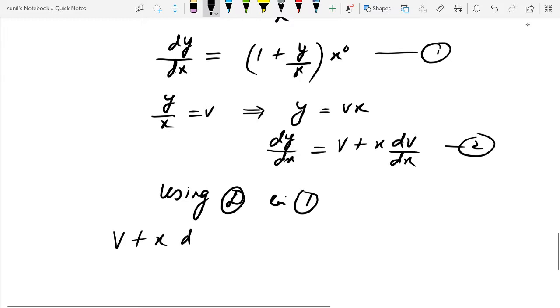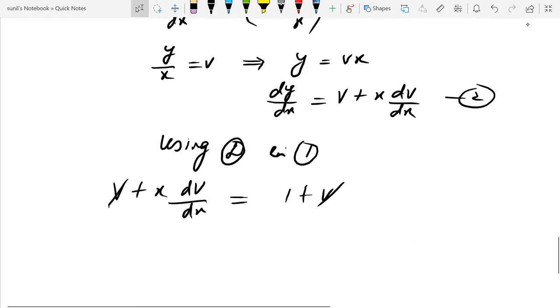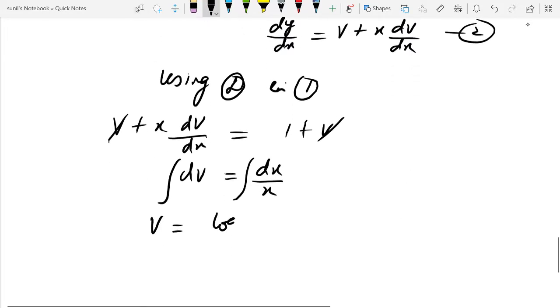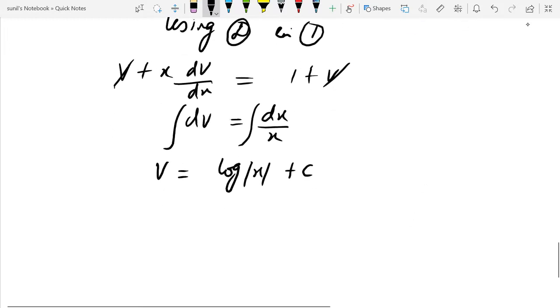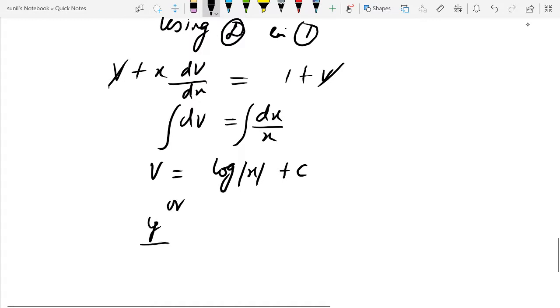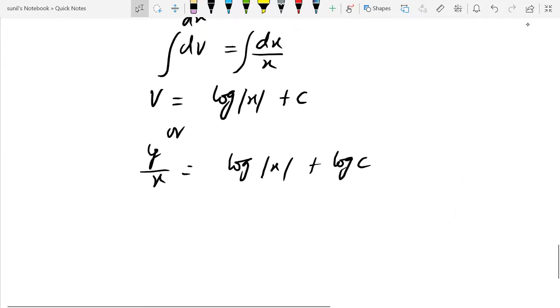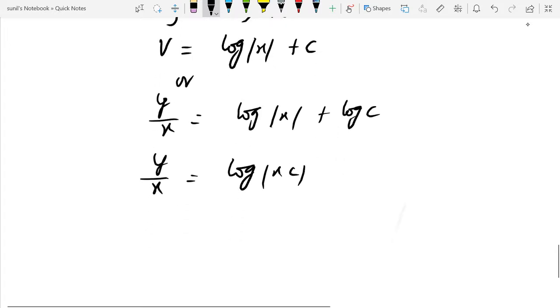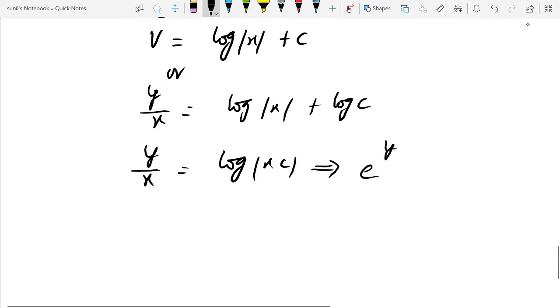v plus x dv by dx is equal to 1 plus v. This will get cancelled. So it is nothing but dv is equal to dx by x. Now integrating both sides, we will have v is equal to log mod x plus c. In fact, we can take this as y by x is equal to log mod x plus log c, which is further log of x into c mod, and it will imply that e raised to power y by x is equal to x into c. That is the final answer.